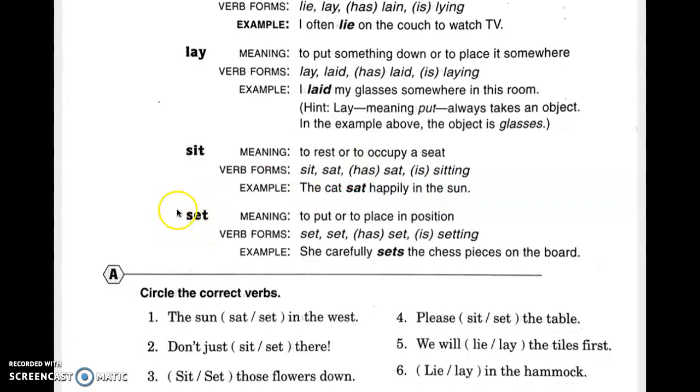Now, here is set. It means to put or place something in a position, very much like lay. The verb forms are set, has set, or is setting. So I set, you set, it has set, or it is setting. Here's the example: She carefully sets the chess pieces on the board. Again, something else, the chess pieces in this example, needs to be set. Our subject is doing the setting of the object.